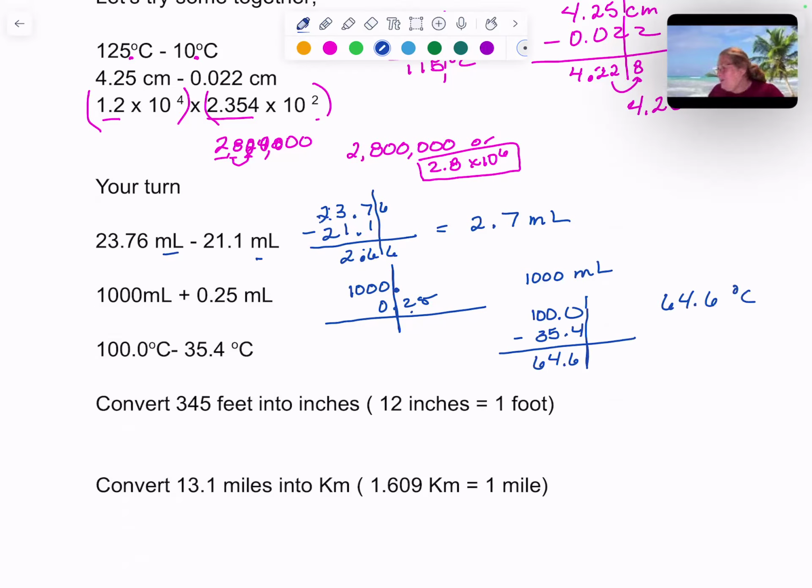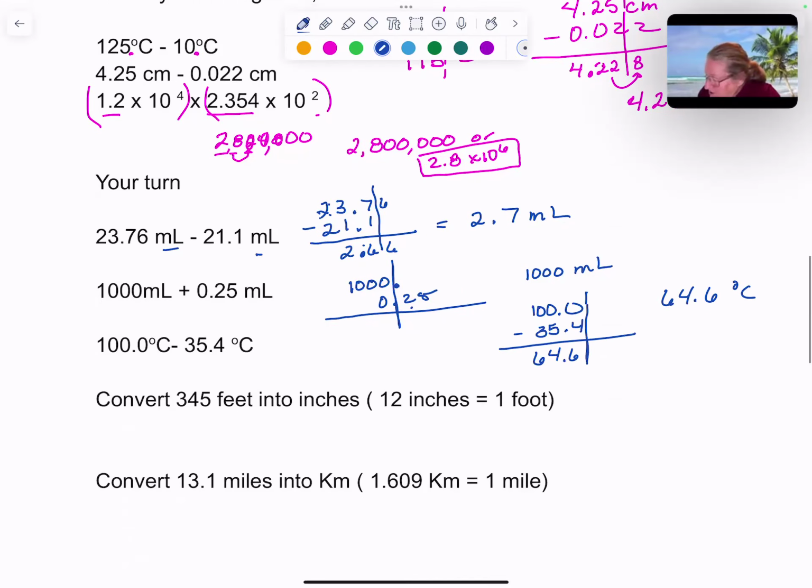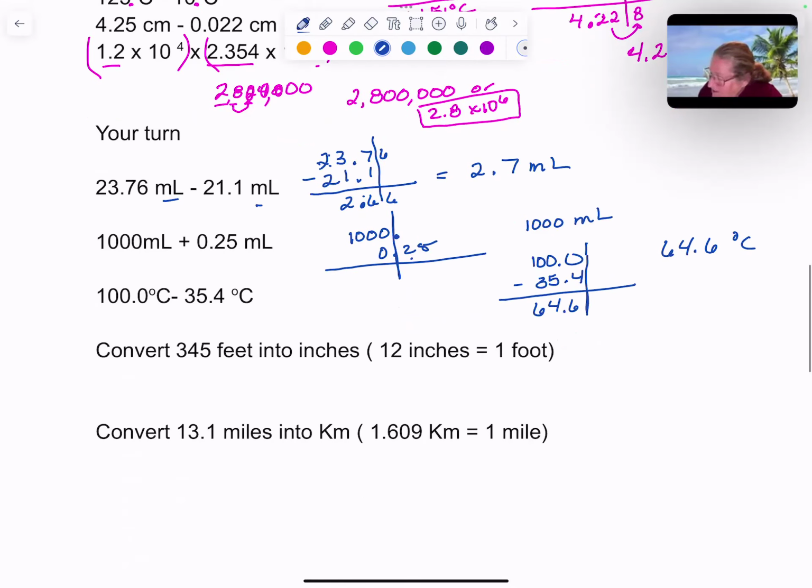Okay, here's one working with our dimensional analysis. So let's practice that. We're going to set up our ratio, our given 345 feet. We know that there's 12 inches to 1 foot. Foot and feet, just plural, they cancel each other out. So boom, boom, that cancels. 345 times 12. That's going to give me 4140 inches.